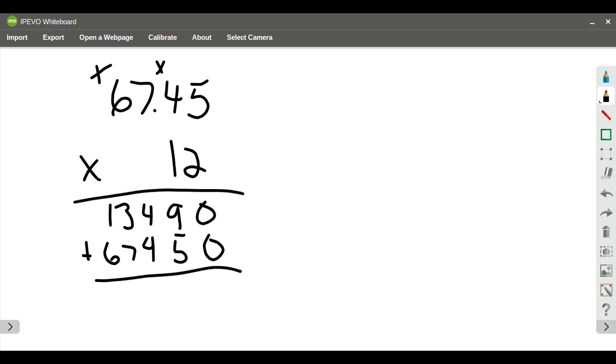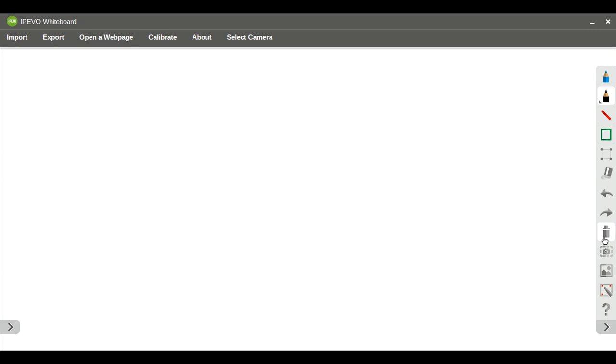So go ahead and add them together. So I have 0, 14. I regroup the 1. 1, 4, and 4 is 9. 3 and 7 is 10, so 0. Regroup the 1. 1, 1, and 6 is going to be 8. Look at how many values I have up here in my factors. I have 2 values behind the decimal. So I need to have 2 values behind the decimal in my product. So 809 and 40 cents. My answer is correct.